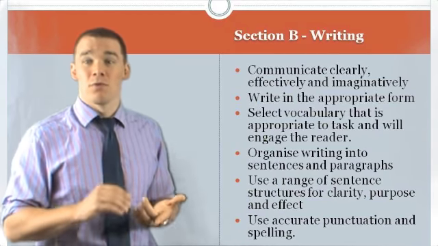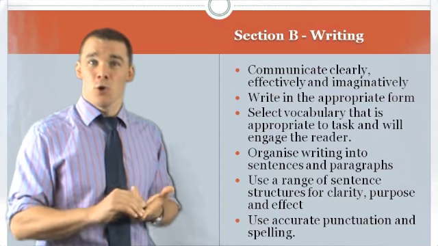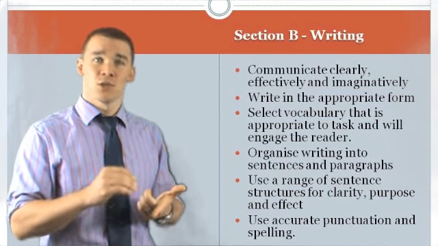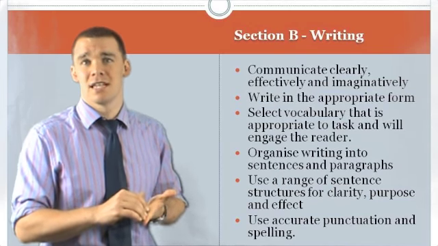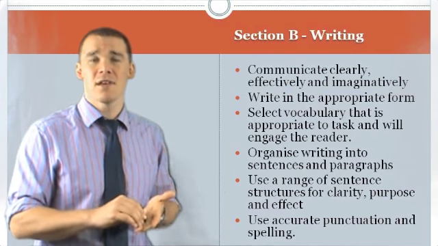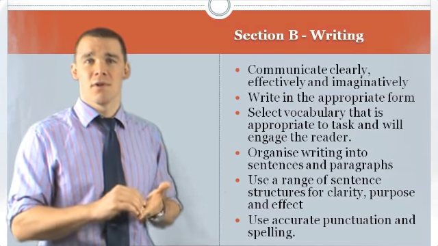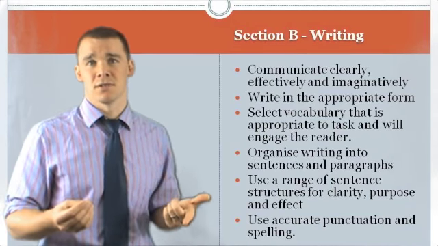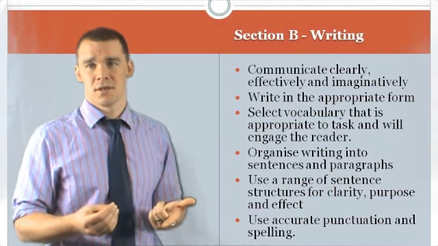Second one, this is very important, write in the appropriate form. You will be given a specific task and you need to write in a way that mirrors that task. So if you're told to write a letter, you must write a letter. If you're told to write a newspaper article, you must write a newspaper article. Every year, students throw away marks by writing an inappropriate form. They're told to write a letter, and instead they write a newspaper article, and automatically lose marks.